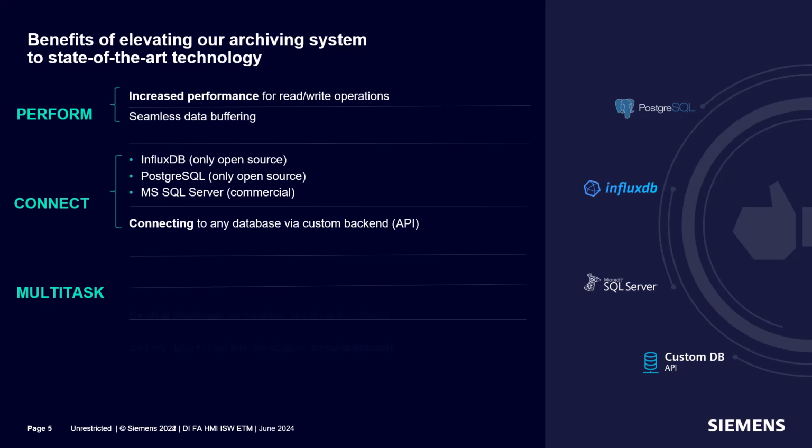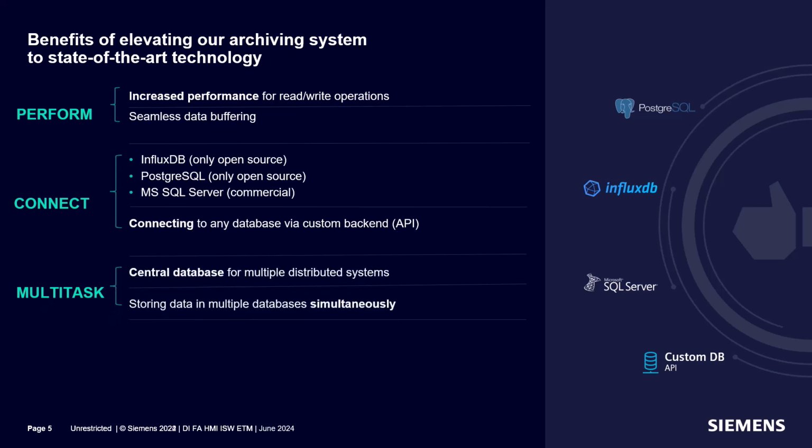The NGA also supports multitasking by enabling a central database for multiple distributed systems and storing data in multiple databases simultaneously. This not only improves efficiency, but also helps save costs by decreasing the necessary hard disk space and offering a variety of open-source databases.